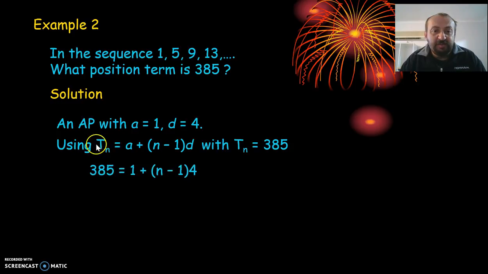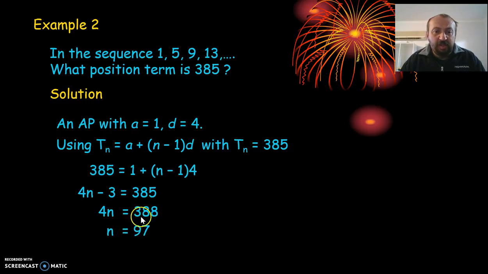So it's just a matter of substituting and solving that equation, which is really quite easy. That's just a year 9 linear equation. 385 equals 1 plus n take 1 times 4. If you have a look, they've expanded this bracket and moved everything over here. You've got 4n take 3, which they got from expanding this and adding that, equals 385. Add 3 to both sides, and now divide by 4, n equals 97. So the 97th term of this sequence is 385.